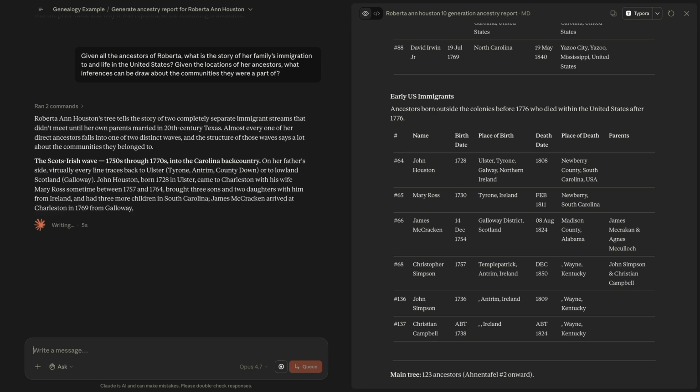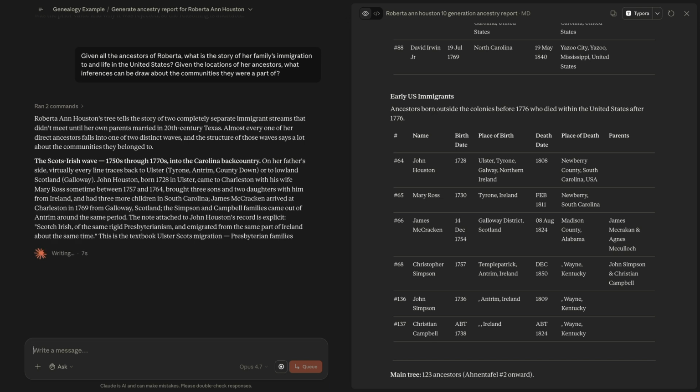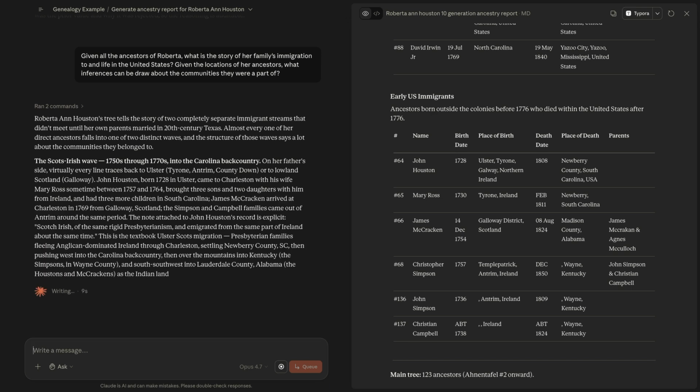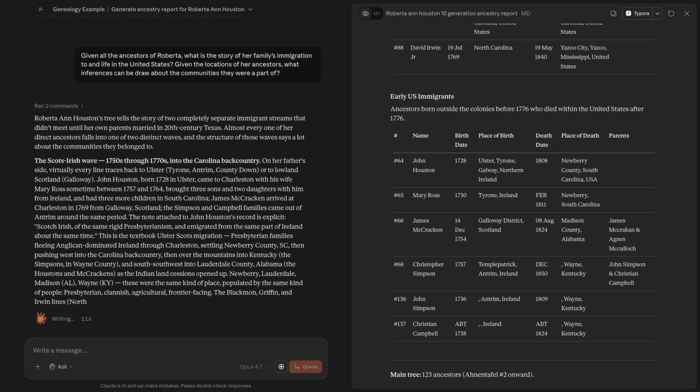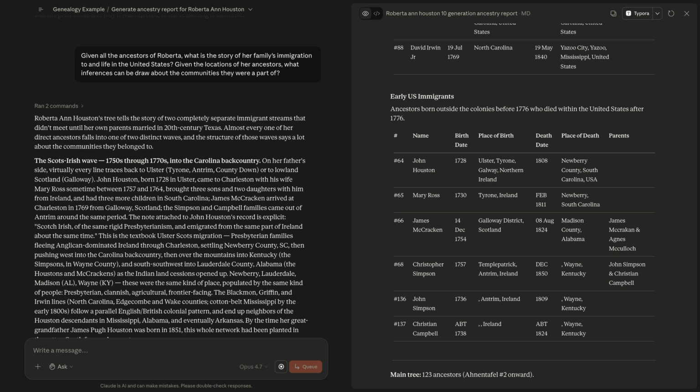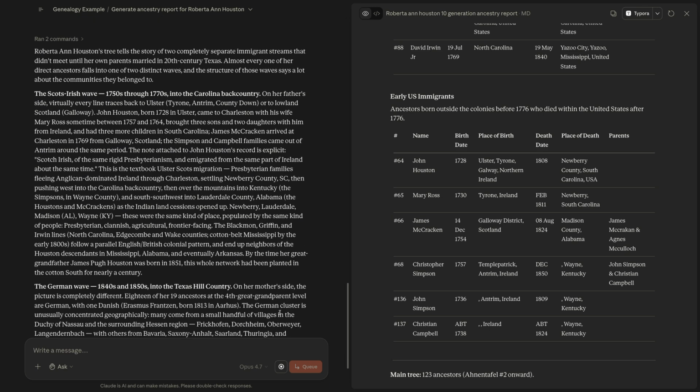See, two completely separate immigration streams that didn't meet until her own parents married in the 20th century. Almost every one of her direct ancestors falls into one of two distinct waves of immigration. The Scotch-Irish wave, 1750 through 1770s, into the Carolina backcountry. On her father's side, virtually every line traces back to Ulster, or lowland Scotland. John Houston was born in Ulster, came to Charleston with his wife sometime between 1757 and 1764, brought three sons and two daughters with them from Ireland, and had three more children in South Carolina.